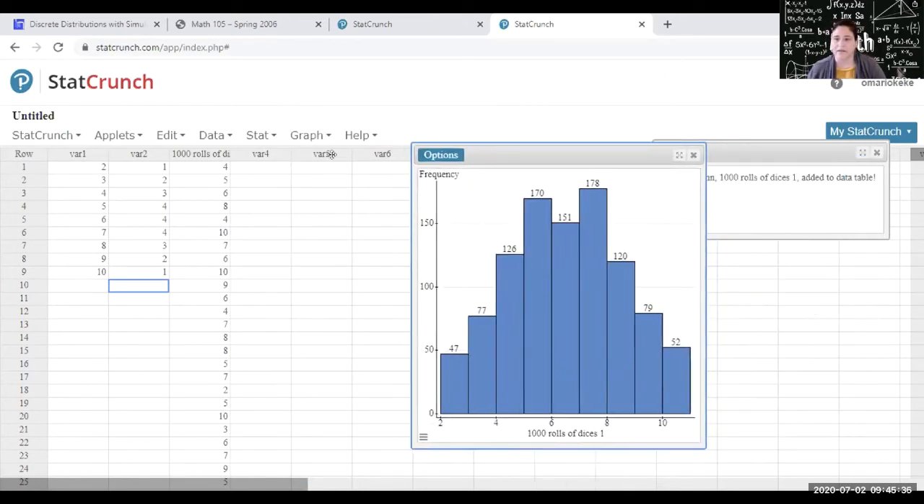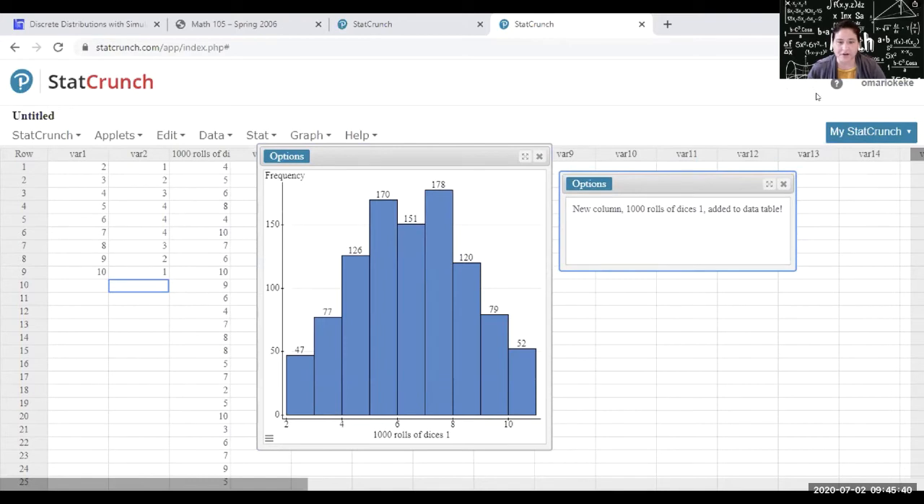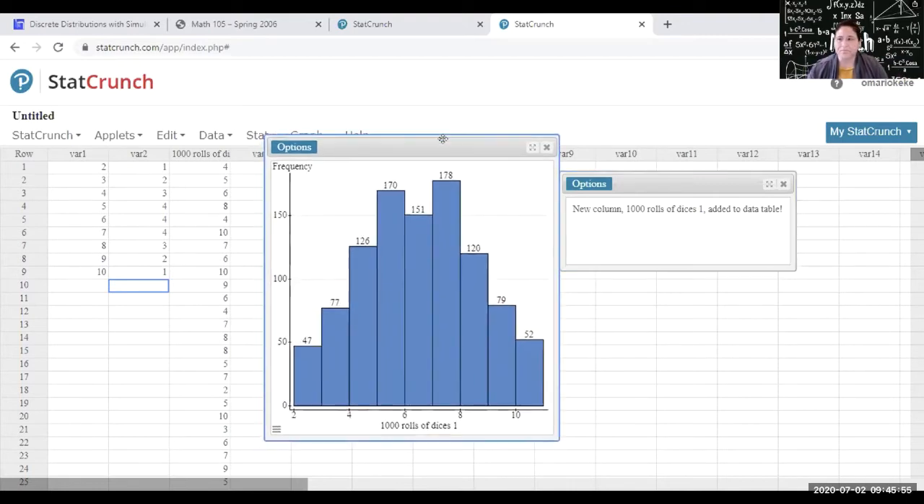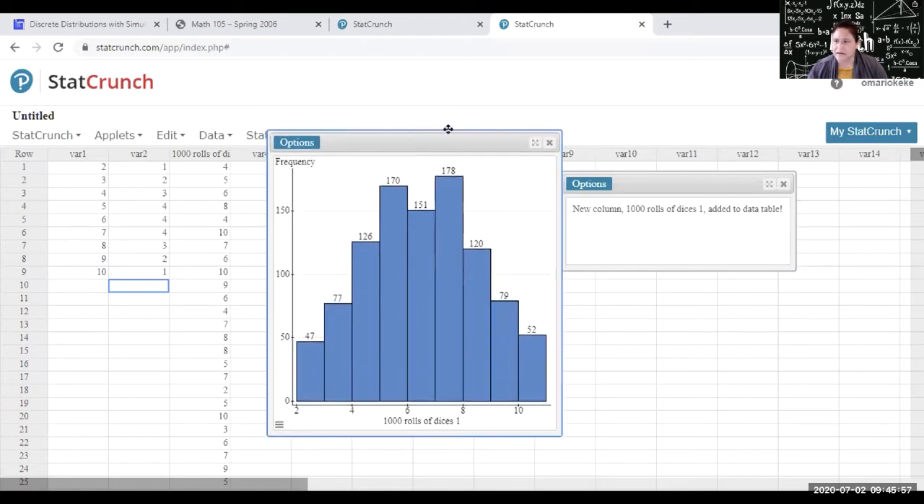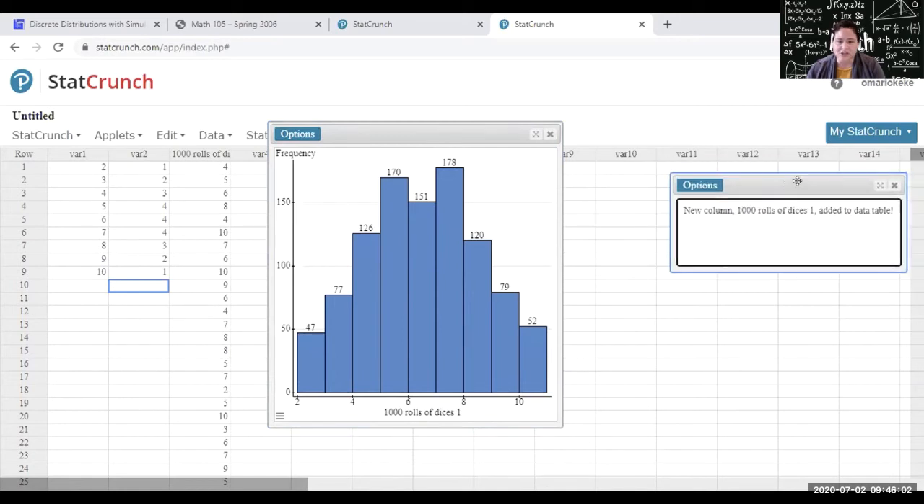Okay, nice. Each of us has a slightly different graph, but you can see it models that distribution that we saw in the sticks. It's looking a lot like that distribution. So what's the next thing in the worksheet that we've got to do?